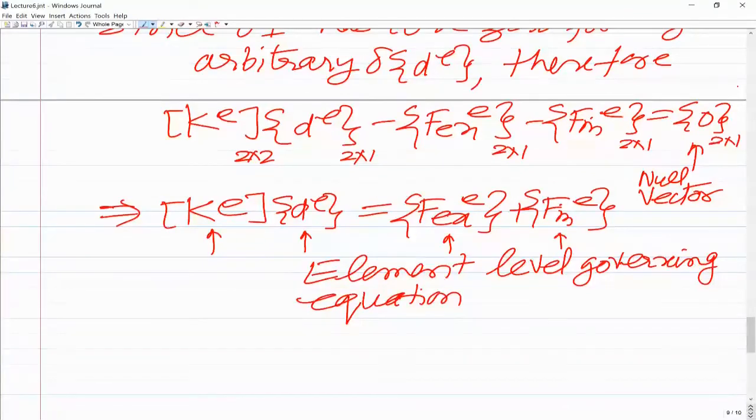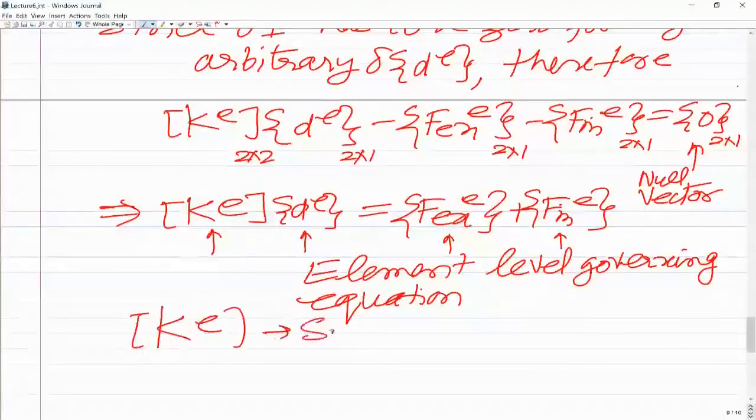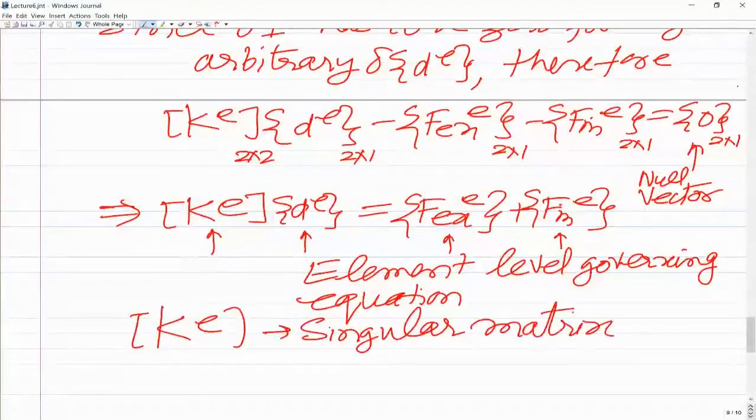So you cannot solve this equation as it is. What you have to do is assemble the number of elements, impose the boundary condition, and after the imposition of boundary condition you can solve the resulting equations for the values of displacements at node points. Right now K is going to be a singular matrix. Singular means its determinant is 0, so the inverse will not be possible.